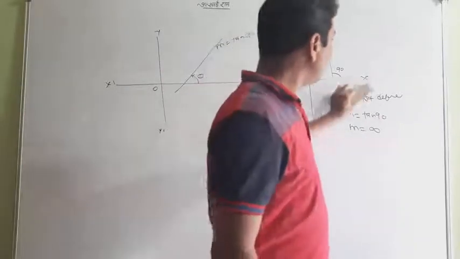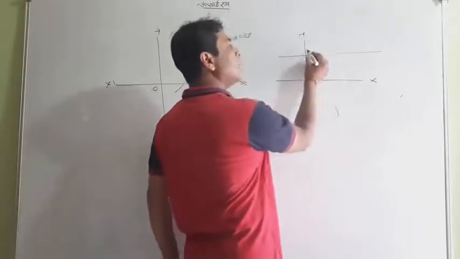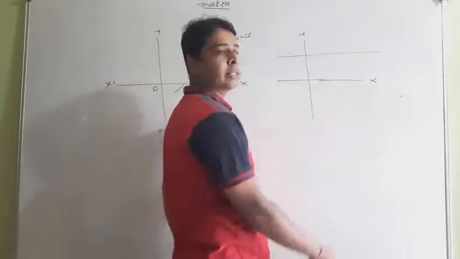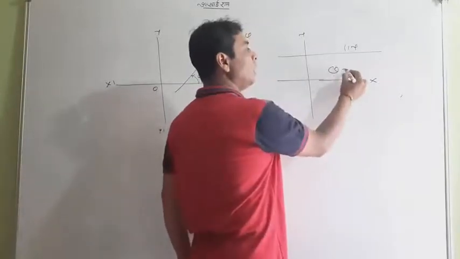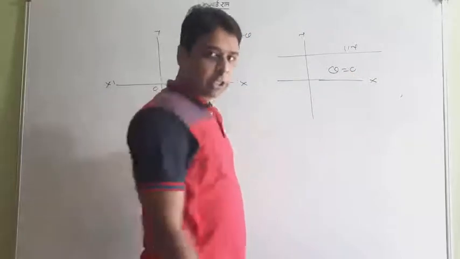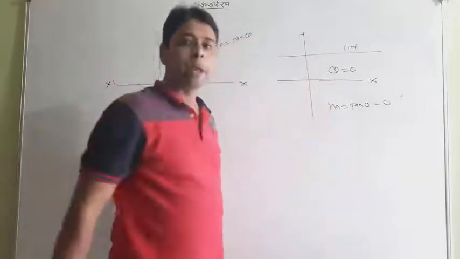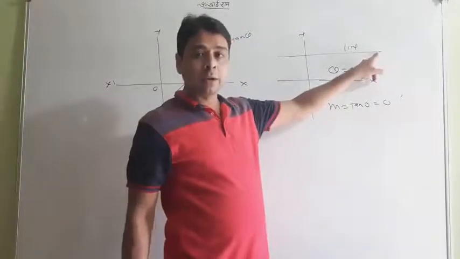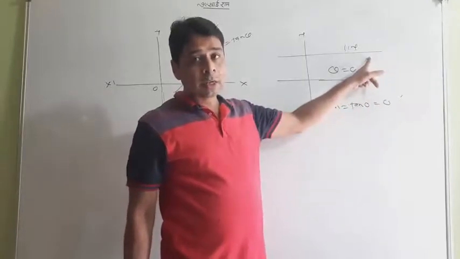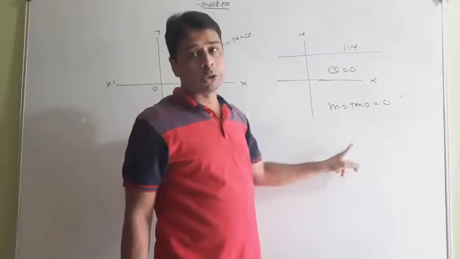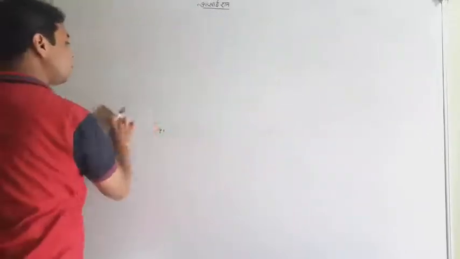In another way, if the line is perpendicular to the y-axis or parallel to the x-axis, the line is not intersecting the x-axis anywhere, so theta will be 0 degrees, and when theta is 0 degrees, m will be tan 0, meaning 0. So keep in mind, for all lines which are parallel to the x-axis, m will be 0. For all lines which are perpendicular to the y-axis, m is equal to 0. Keep these things in mind also, very important. All the concepts are very important.